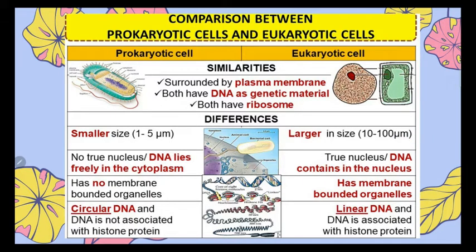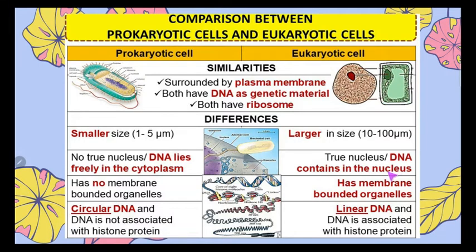Okay, the second aspect is in terms of the nucleus. So for prokaryotic cell, it has no true nucleus, while eukaryotic cell has a true nucleus. Okay, look at how it differentiates in terms of the same aspect. But if you want to differentiate in terms of the DNA, okay, let's look at the correct sentences. In prokaryotic cell, the DNA lies freely in the cytoplasm, while DNA in eukaryotic cell is contained in the nucleus.